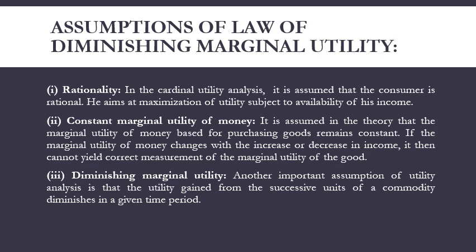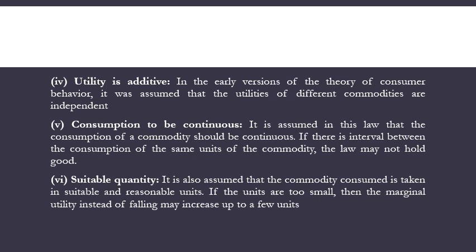The second assumption is constant marginal utility of money. In order to make this measurement of utility constant, the marginal utility of money should be constant. Then only this theory will become genuine. So the marginal utility of money will be equal in all cases. And the third assumption, diminishing marginal utility. As more and more of a commodity is consumed, the marginal utility diminishes.